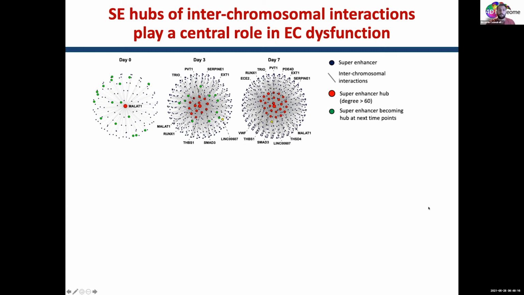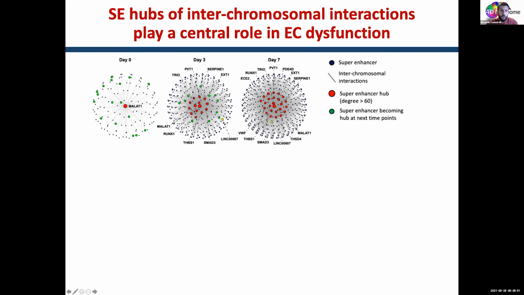But here you also see several number of genes. So these genes are genes that are well known associated with endothelial dysfunction, and they overlap our superenhancer hubs. You can see that the only superenhancer hub in control was MALAT1, the MALAT1 superenhancer. And this was not surprising to us because we know that MALAT1 interacts with a large amount of transcription active genomic regions in control or unperturbed cells.